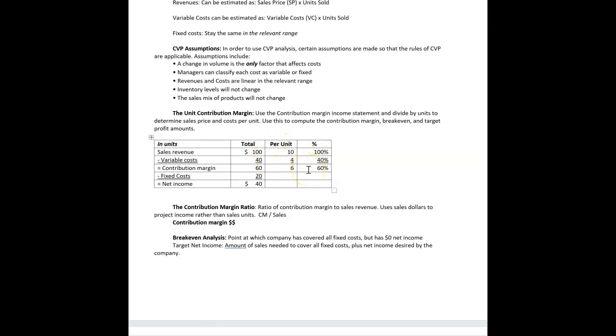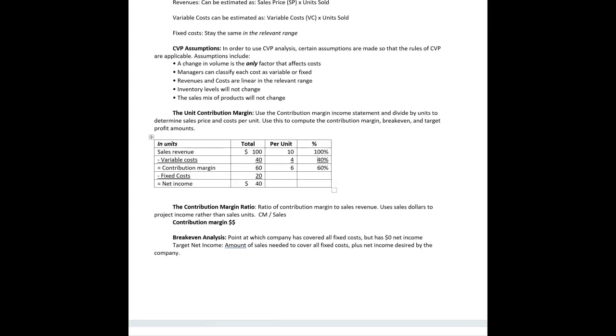And then the most important part is this ratio. Sales are always 100%. It's the biggest number. It's always 100%. And then variable cost, this is called a cost percentage. Now if our costs are 40%, then our contribution margin must be 60%. And the way to think about this is the contribution to cover your fixed costs.